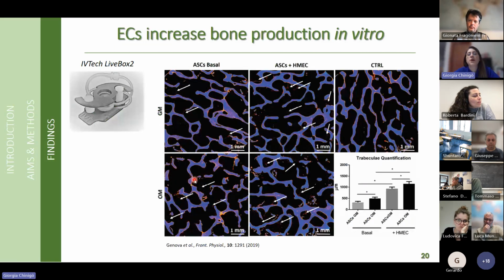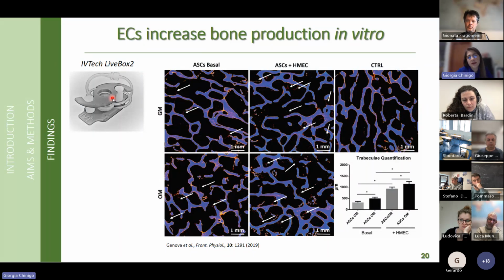Then, in order to investigate the potential ability of our mesenchymal stem cells to provide bone formation in vitro, we used this 3D model. Basically, we seeded our cells, ASC, in the presence or not of endothelial cells within a scaffold, and we kept the scaffold within this perfused bioreactor in order to better control the physical properties of the environment, and to better mimic the physiological environment, let's say.